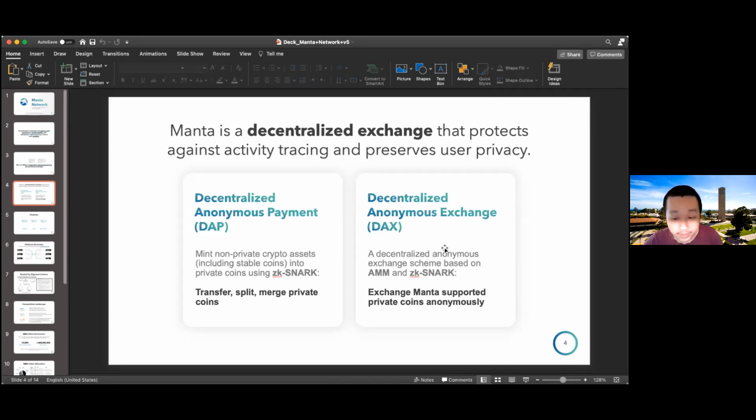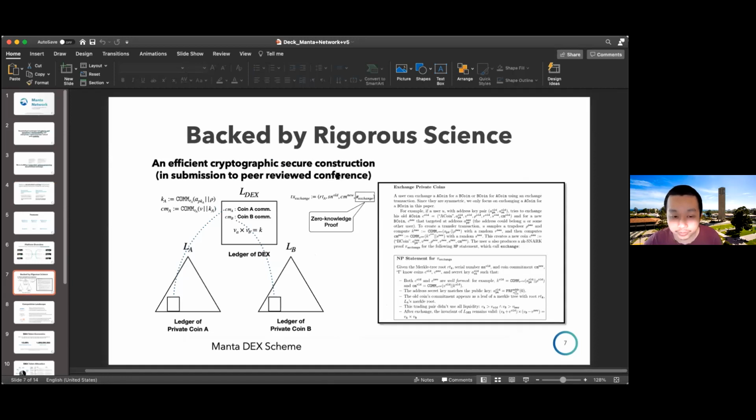Secondly, the major innovation we do is for the decentralized exchange part. First a little bit of background: how many of you know the automatic market maker mechanism, AMM? Anyone know the AMM? Cool. Let me first explain that, because it's also needed.